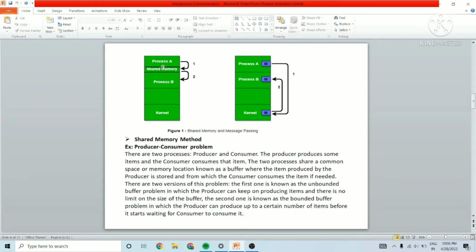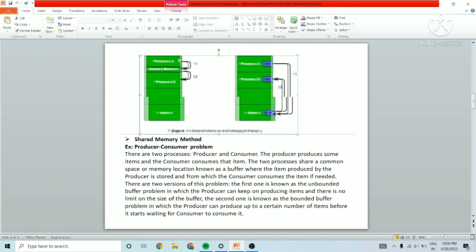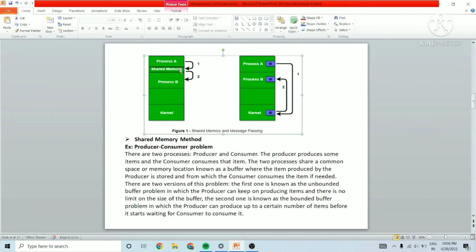Let's suppose there is a process PA. PA is the process which wants to share data with PB. Then PA writes its data in shared memory, and PB reads the data from the shared memory. So PA transfers the data to PB, and they communicate with each other. Means PA communicates with PB and PB communicates with PA. So it is the shared memory method.